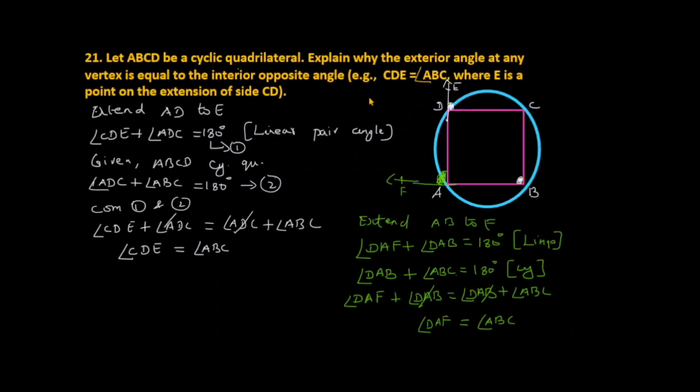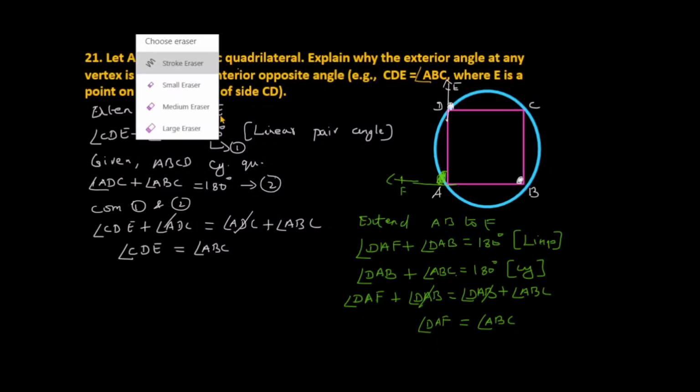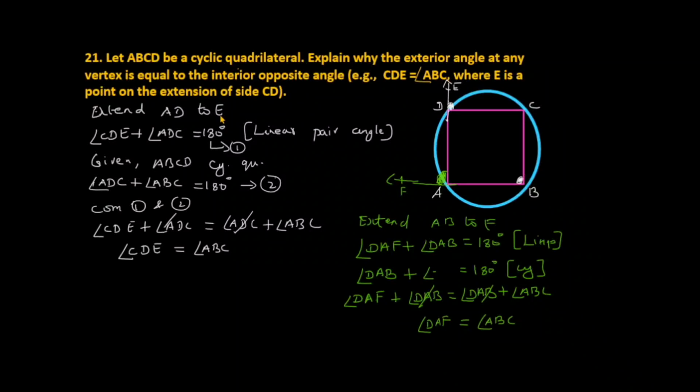DAF, and this is not ABC, sorry, this is opposite angle ACB. This angle is ACB. Look at the diagram properly. The angle DAB and this angle BCD together make 180. These are the opposite angles. So DAB and BCD, after cancelling that, we will be getting BCD.